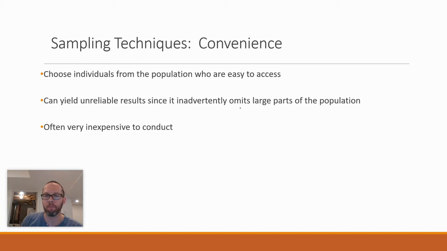If you hang out in the library at lunch, and you conveniently just ask people around you in the library, then your sample is just those people that frequent the library, and you're omitting a large part of the population who prefer to do other things with their time. And the sample might be very different from the population. It might not, but it gives that chance.